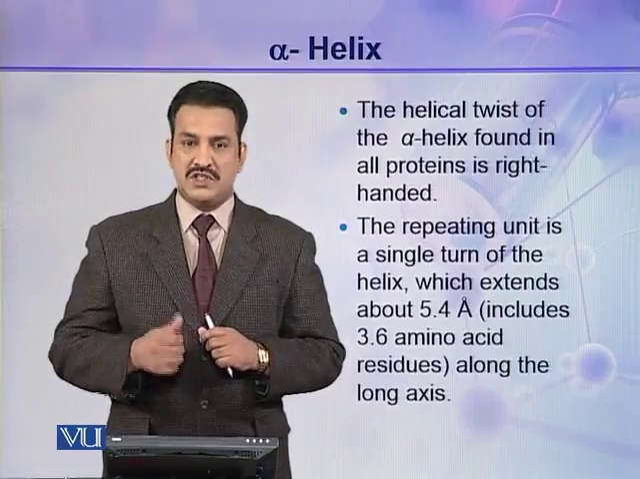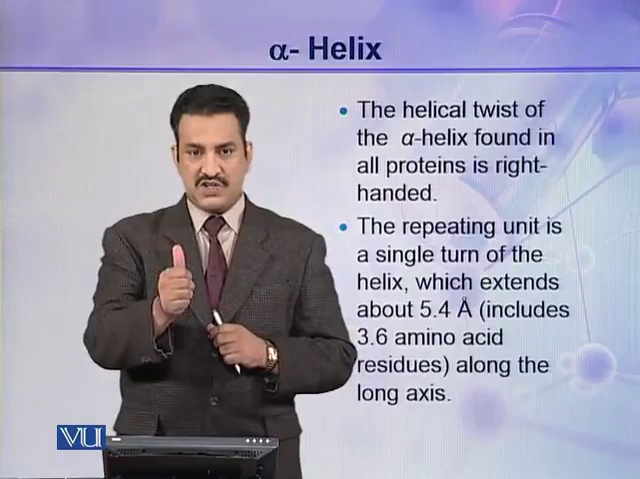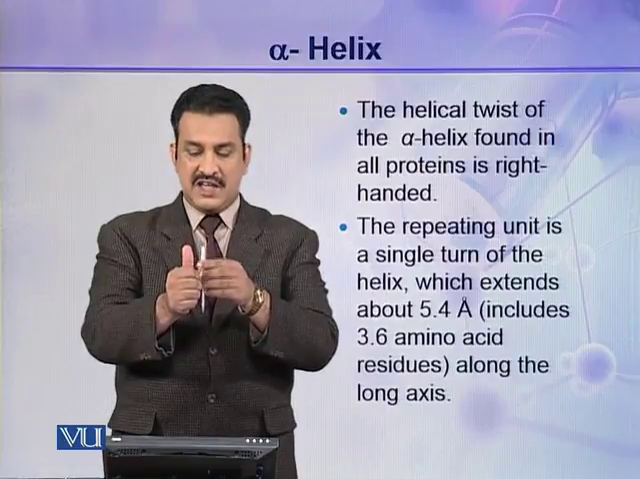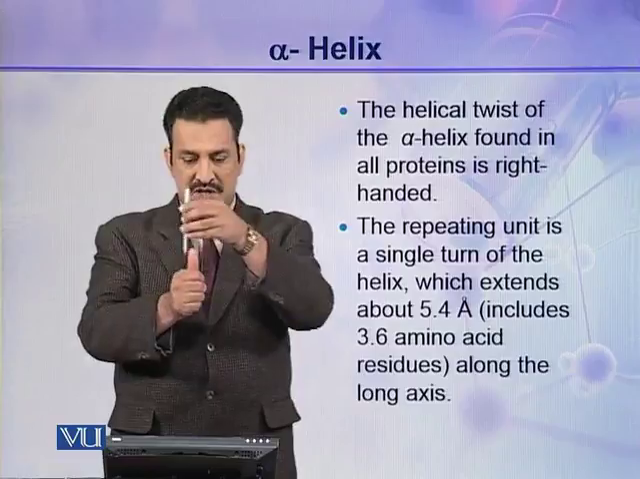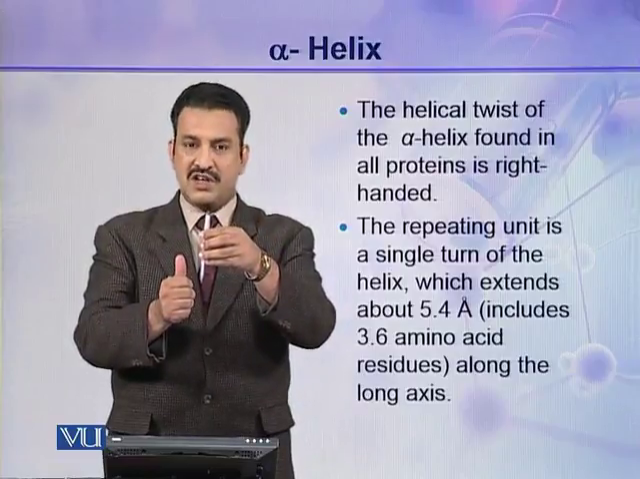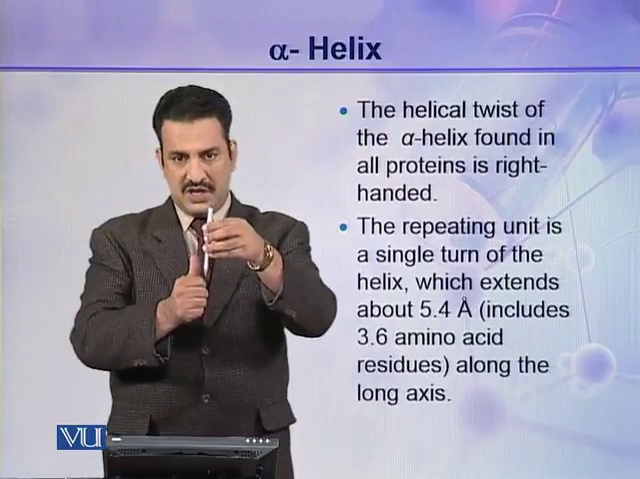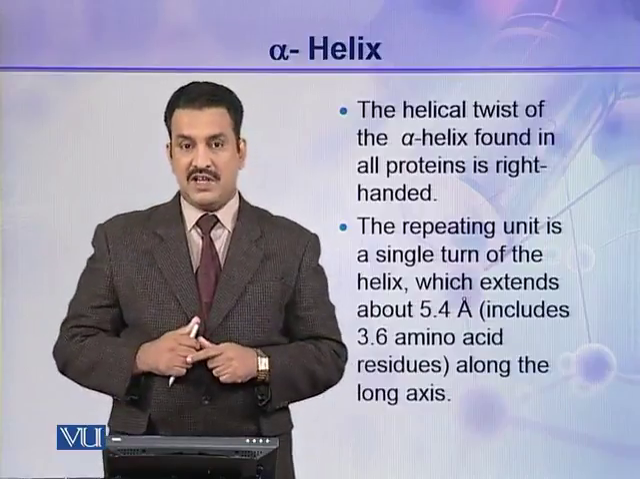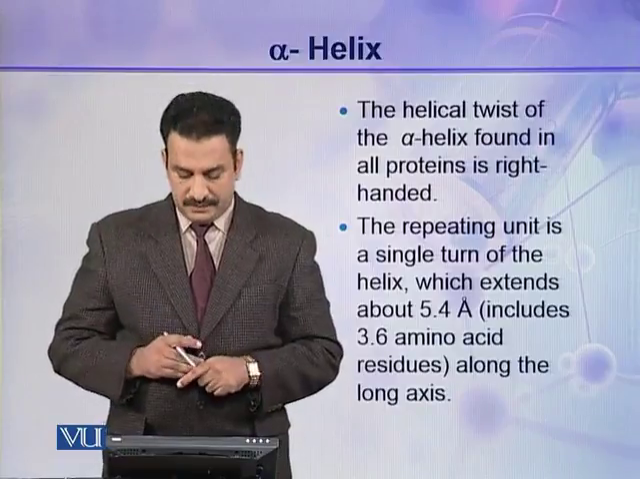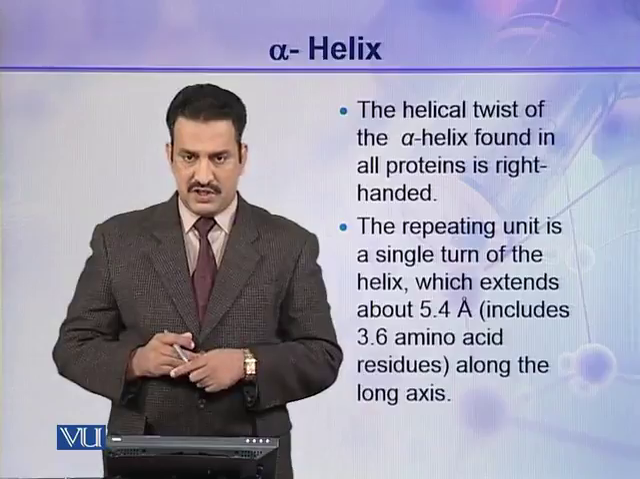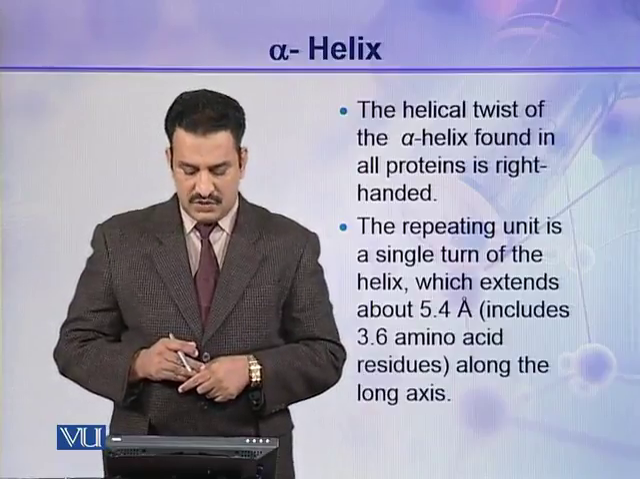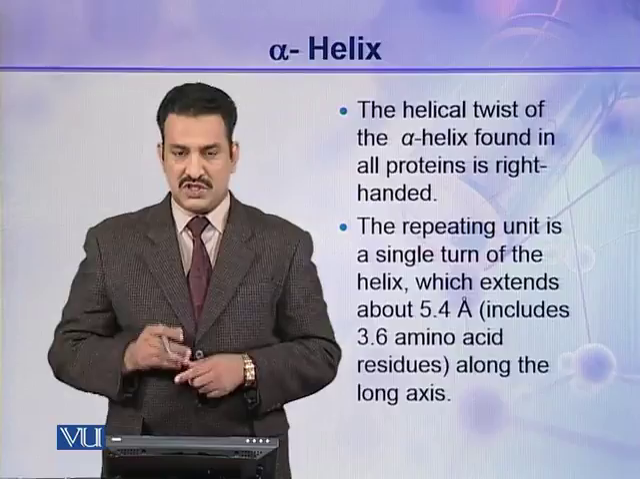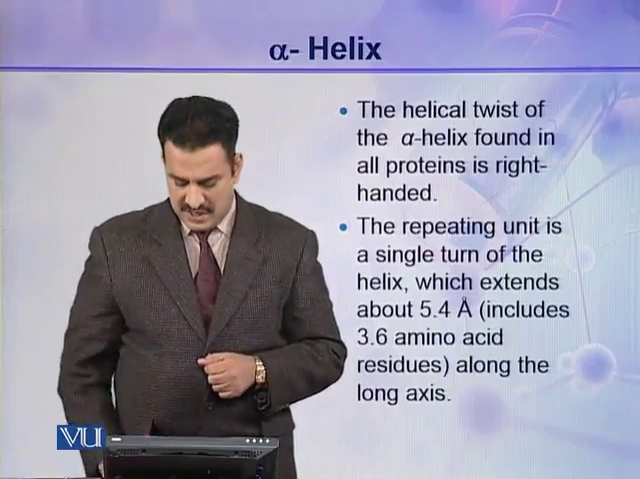So it means if we say this is the right hand and this thumb is the axis of the helix, and as the fingers are coiled round this thumb, similarly our right-handed helix is coiled in this direction. And if it is left-handed coiled, that means it is coiled like this. So alpha helix in the protein is right-handed. The repeating unit, as you saw in the last slide, is a single turn of the helix which extends about 5.4 angstroms and includes about 3.6 amino acids along the long axis of the helix.